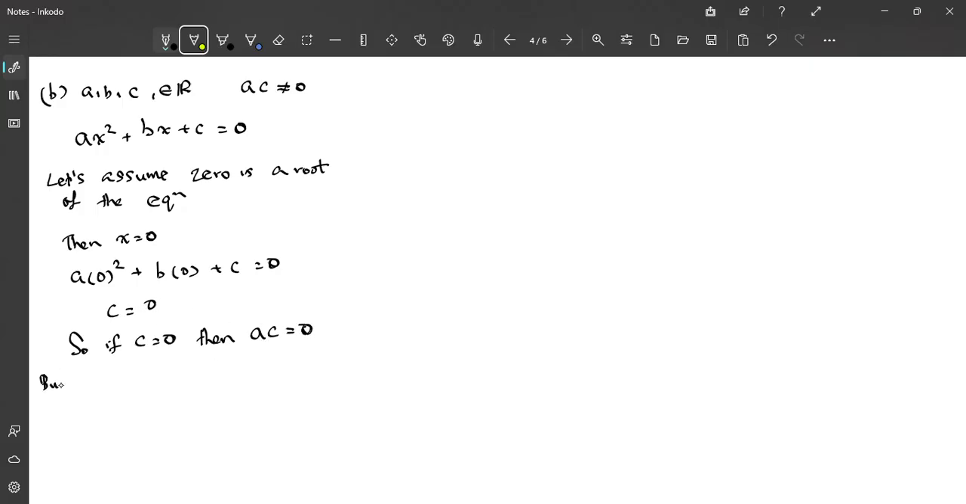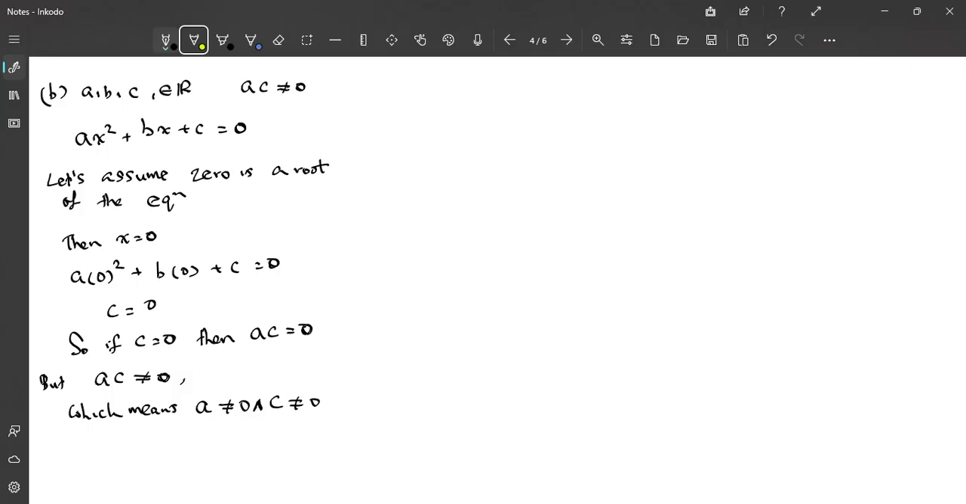But we know that ac is not equal to 0 because this is given in the question. ac can't be 0, which means a can't be 0 and c can't be 0. Both of them can't be 0. You put an 'and' here. You don't have to put the symbol, you can just write 'and'. a can't be 0, and c can't be 0.